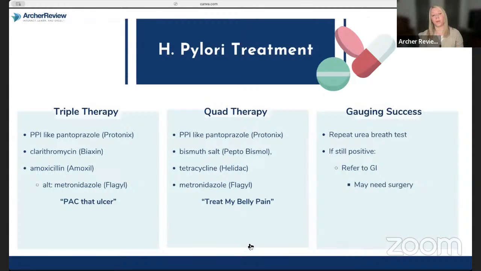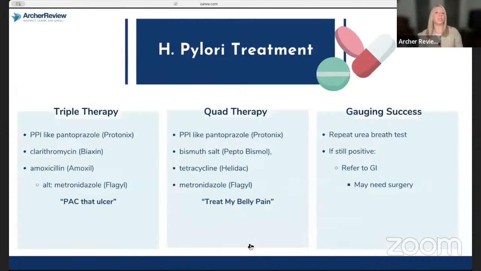So remember, for triple therapy, pack that ulcer. P for PPI, A for amoxicillin, and C for clarithromycin. For quad therapy, we're still keeping that PPI, but we're adding Pepto-Bismol, tetracycline, and Flagyl. So for quad therapy, remember, treat my belly pain. T for tetracycline, M for metronidazole, B for bismuth salt, and P for your PPI.